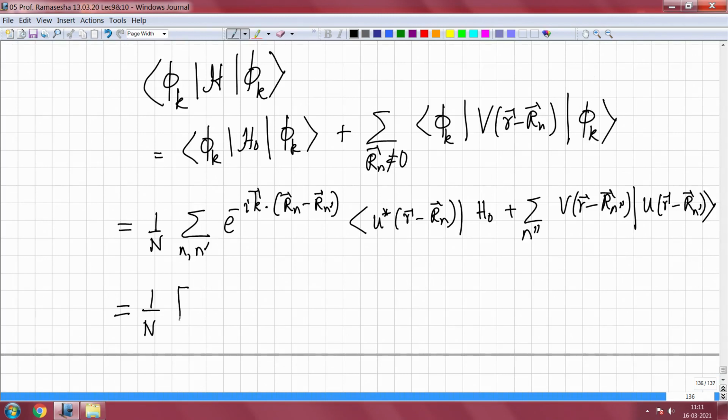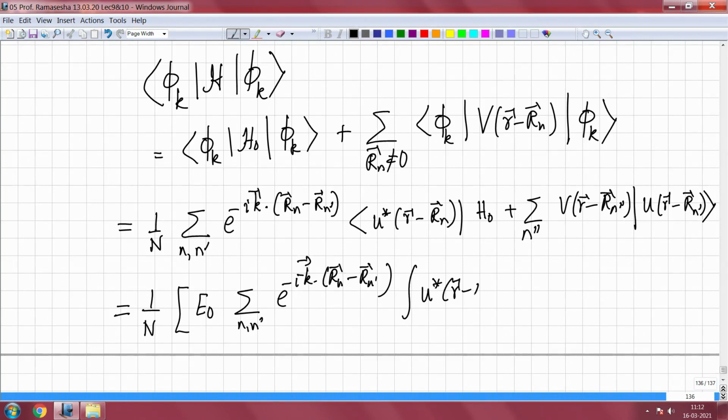1 upon n times E naught times the following: sigma over n, n prime, e to the minus I k dot (r n minus r n prime), times, I will write it as an integral, the other thing. So I will have the following: u star (r minus r n) u (r minus r n) d cubed r plus the potential part.